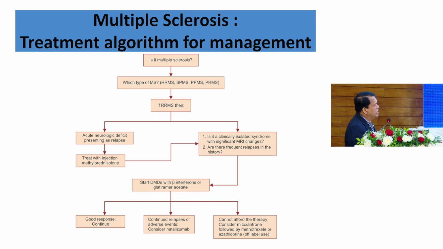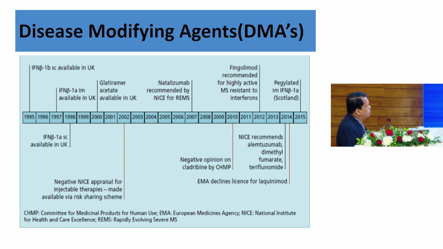Are there any frequent relapses is another question. If the patient has frequent relapses, that is the time, as I said, the fire needs to be prevented rather than extinguished. And that can be done by starting DMD, disease modifying therapy, with beta interferon or glatiramer acetate. Now there are so many drugs which are available. This is the drug history from 1995, and we are at 2015, so many drugs have come. Now you need to know what all the drugs are and how the development has occurred.